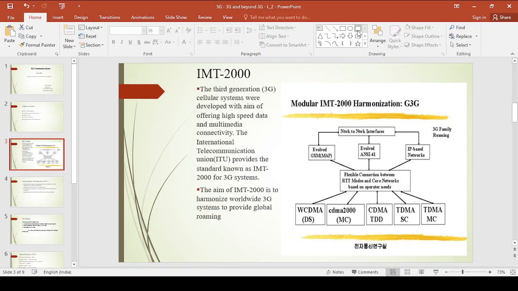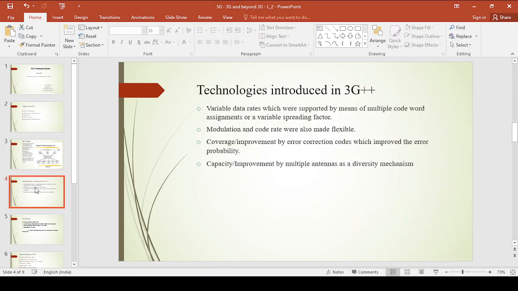Now coming to the next slide. Now here in this slide we will discuss the technologies that are introduced in beyond third generation systems, nothing but 3.5G and 3.9G, right? Now variable data rates were supported by means of multiple code word assignments or a variable spreading factor, right? Now coming to 3.5G and 3.9G, right?